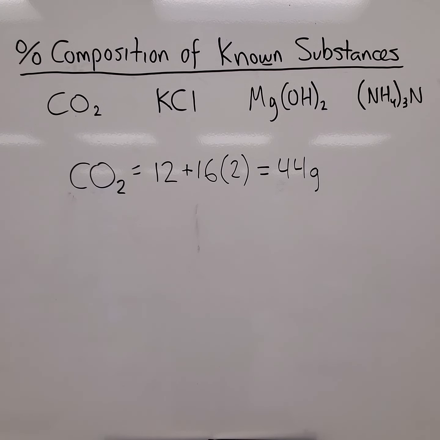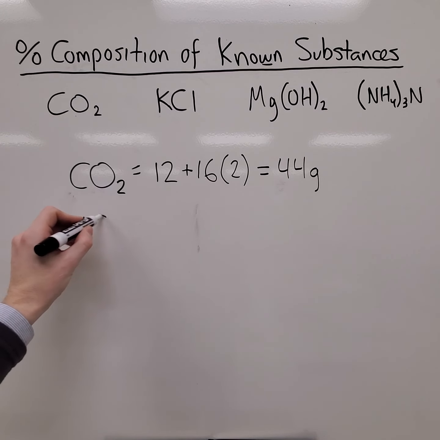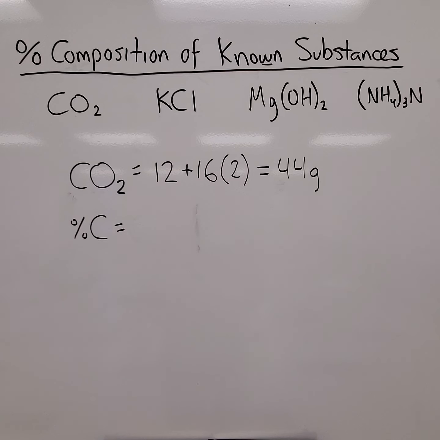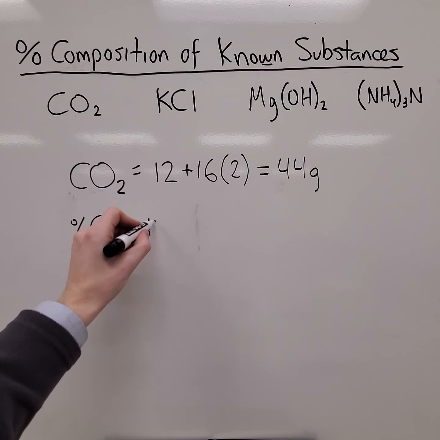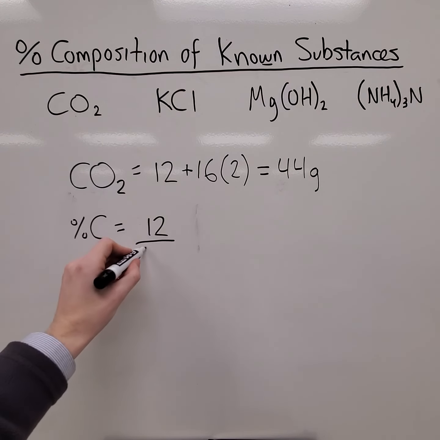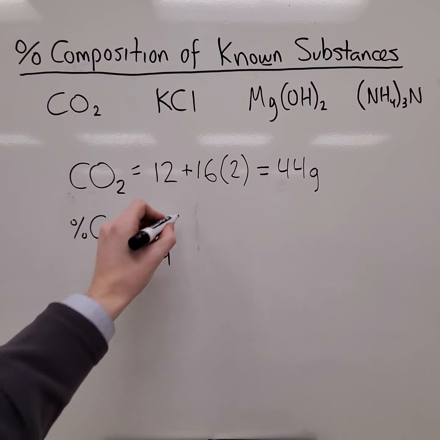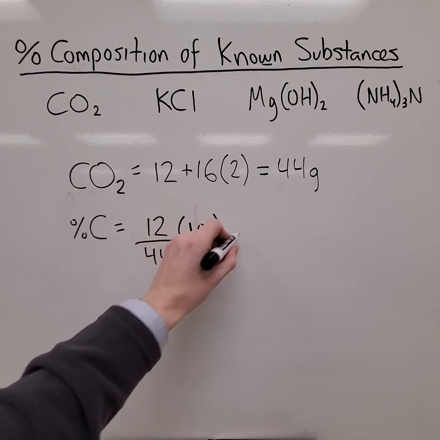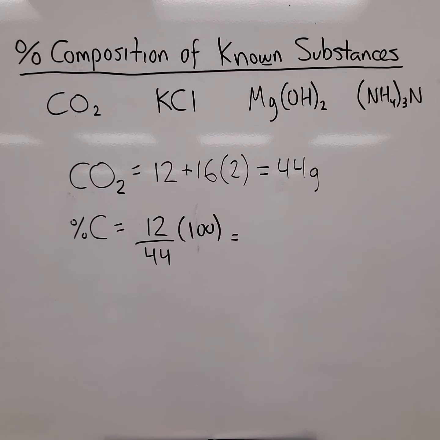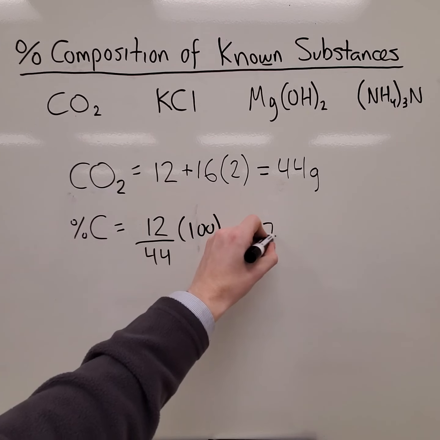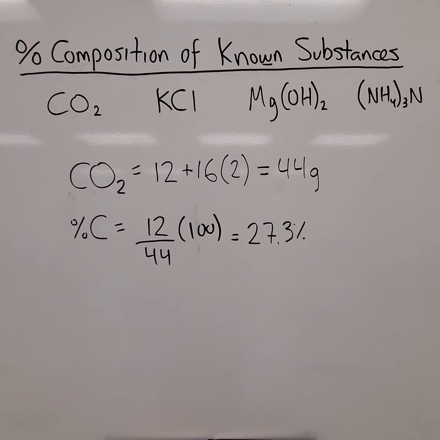Now, what percent of that 44 grams is due just to the carbon? In order to do that, we're going to first take how much carbon we had and divide it by the total. And we're going to times by 100 at the end to make it a percent. When you do this, you get 27.3%.